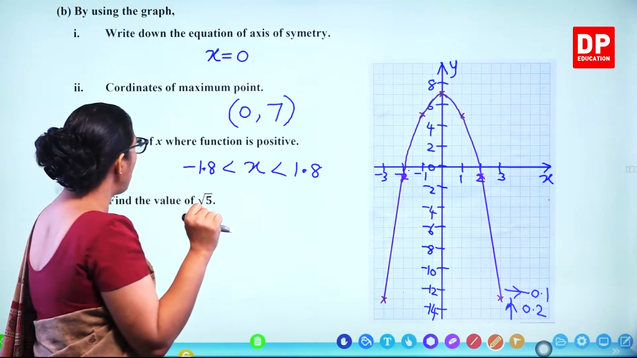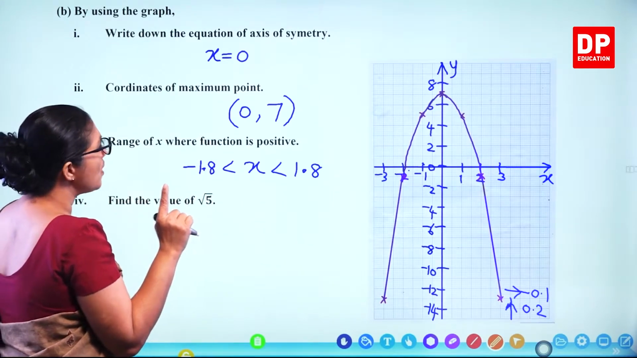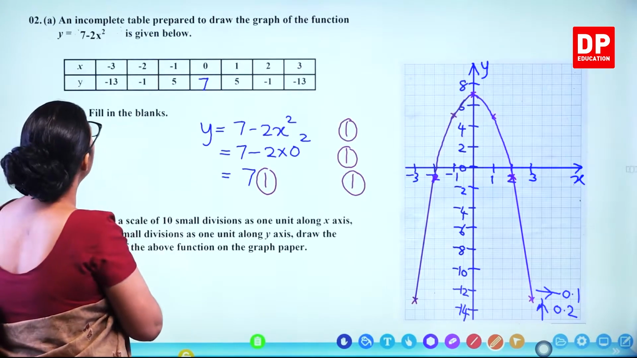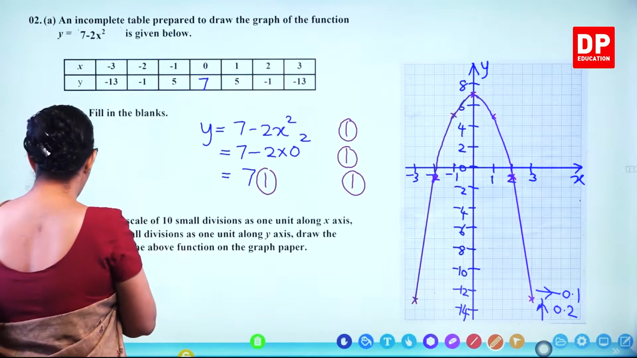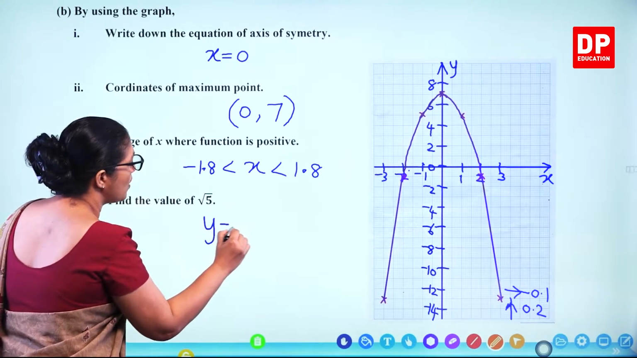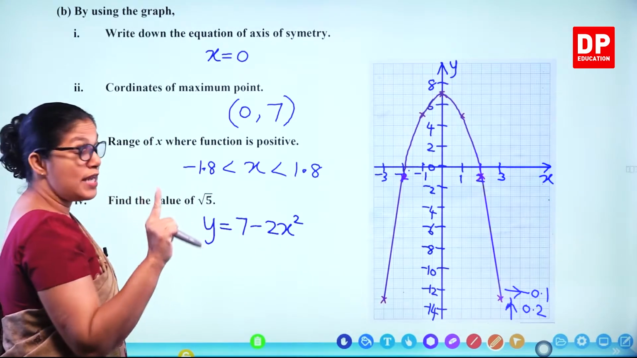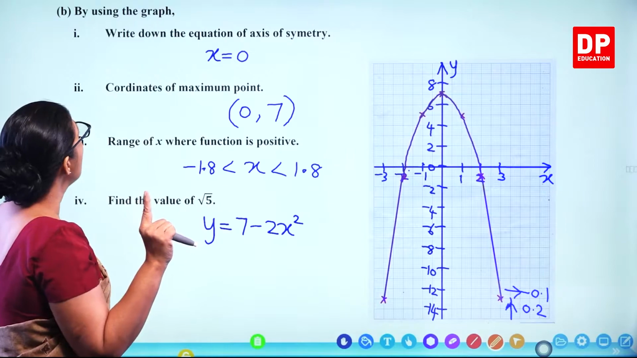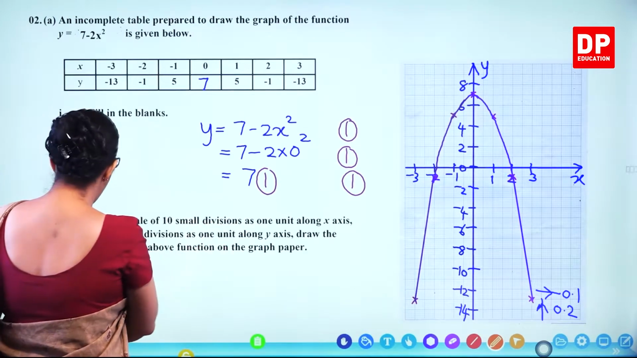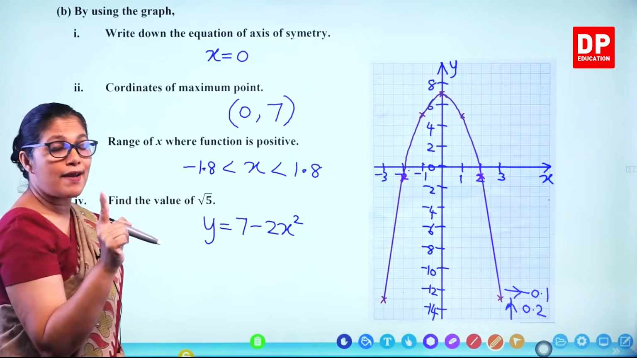And then find the value of root 5. So we need to take the equation and see where you get root 5. So what's the equation? Y equals 7 minus 2x squared. Now you need x equals root 5. Find the value of root 5.